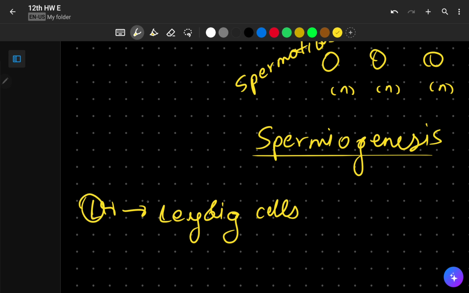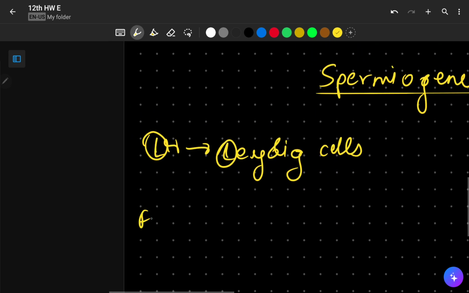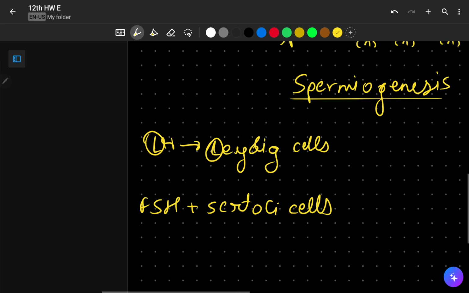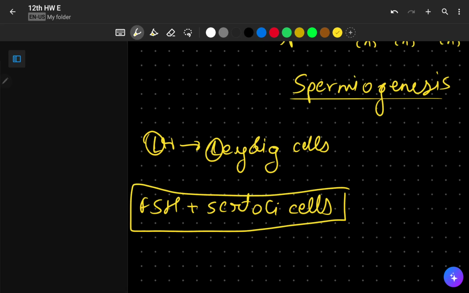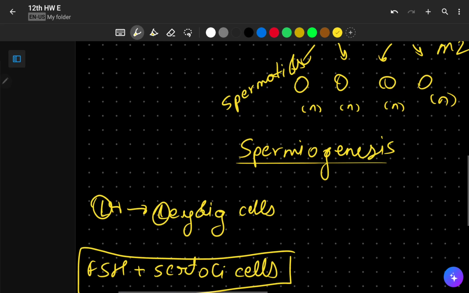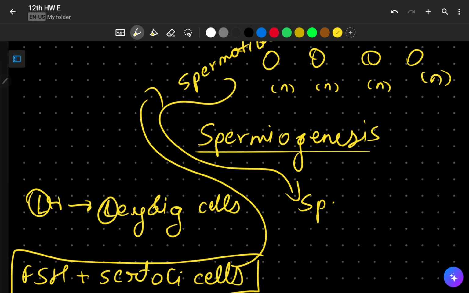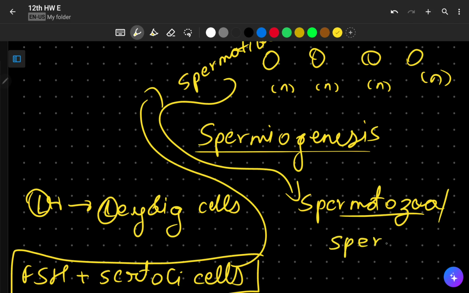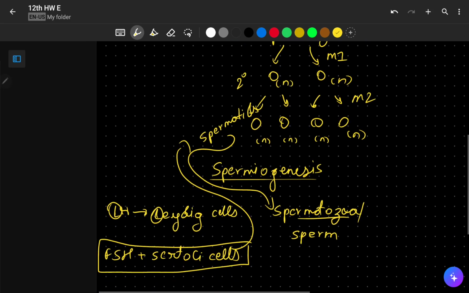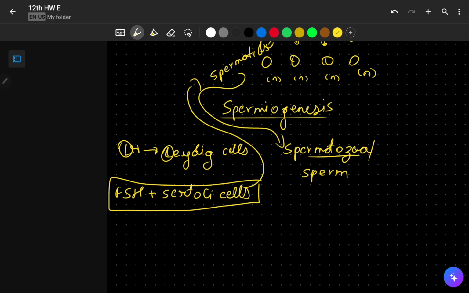So you can remember this by L, whereas the FSH acts on the Sertoli cell, which is again present inside the seminiferous tubule, and they together help the spermatids to form spermatozoa, which is also just called basic sperm. So this is how the entire process works. So that is why this all begins after we hit puberty.